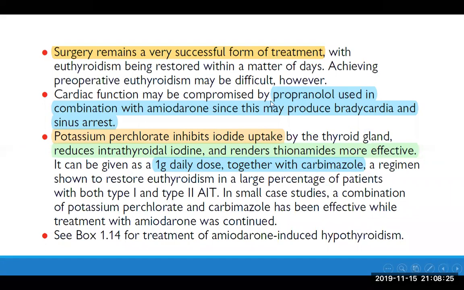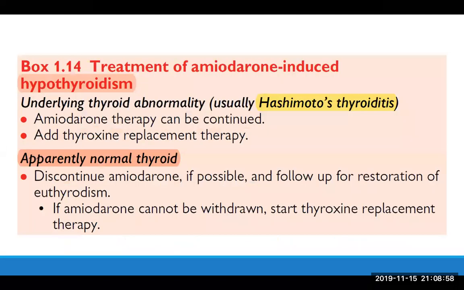And of course, propranolol can be used in a case of thyrotoxicosis, but it is not appropriate to use propranolol with a cortisone because it may cause bradycardia or heart block. Of course, the potassium perchlorate inhibits the iodine uptake by the thyroid gland and reduces the intrathyroid iodine and renders carbimazole or antithyroid drug more effective. A dosage of potassium perchlorate 1 gram daily together with the carbimazole for about 2 or 3 to 4 or 6 weeks.